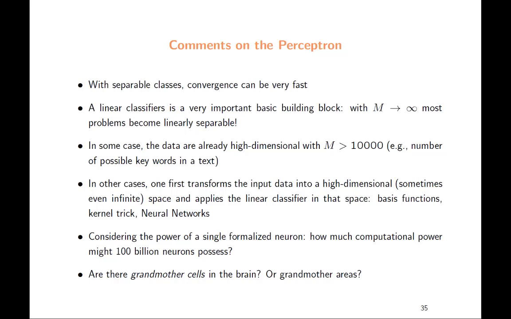That's nice. A linear classifier is a very important basic building block in more complicated systems, because one can argue that if the number of inputs approaches infinite under some conditions, most problems become linearly separable. Sometimes the inputs are already very high dimensional. For example, a text might be classified by the occurrence or non-occurrence of 10,000 keywords. In this case, a linear classifier can already do a good job to classify a text into whatever, sports, literature, whatever.